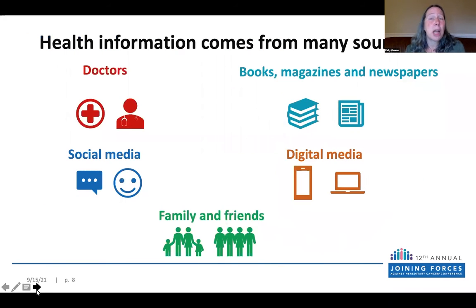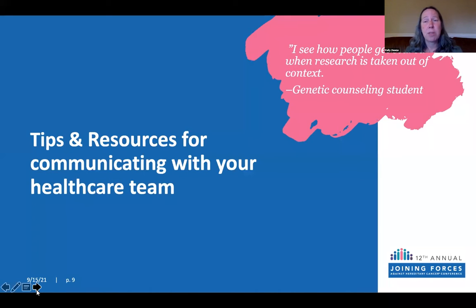So we know health information comes from many different sources. People take information in largely as a primary source from their doctors and healthcare providers. But we also know that individuals look to analog copies of information, so books and magazines and newspapers to take information in, doing reading about topics, and also more recently through digital media and social media from a wide variety of sources, as well as family and friends. So information comes from a lot of different sources with a different level of reliability.